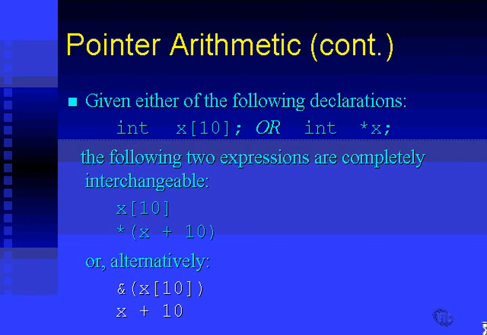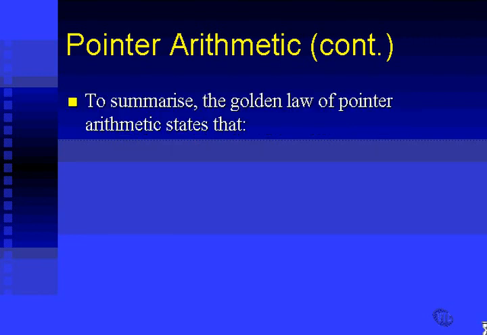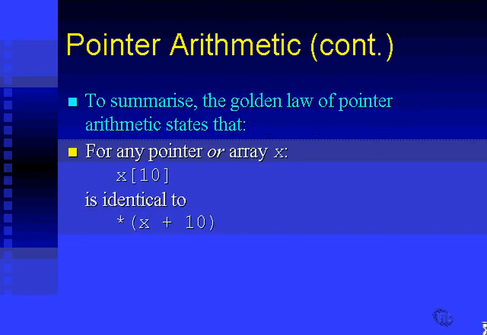Okay. Now we are going to have a look at some code examples of this, so don't panic just yet. Let's just see the golden rule first. The golden law of pointer arithmetic states that for any pointer or array x, x brackets 10 is exactly the same as the contents of round brackets x plus 10. See if you can write that down somewhere. It's really vitally important that you know that. You've got to be able to read other people's code when you see expressions like that and know what it means.